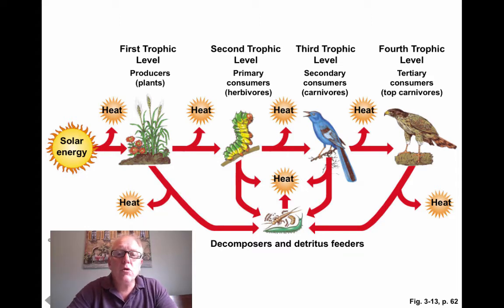Every step along the way here, this is a thermodynamics question, as the energy is going up the trophic levels, we lose heat. And as I'll show in a diagram soon, and I'll mention it again now, we lose 90% of the energy as we go up each trophic level.